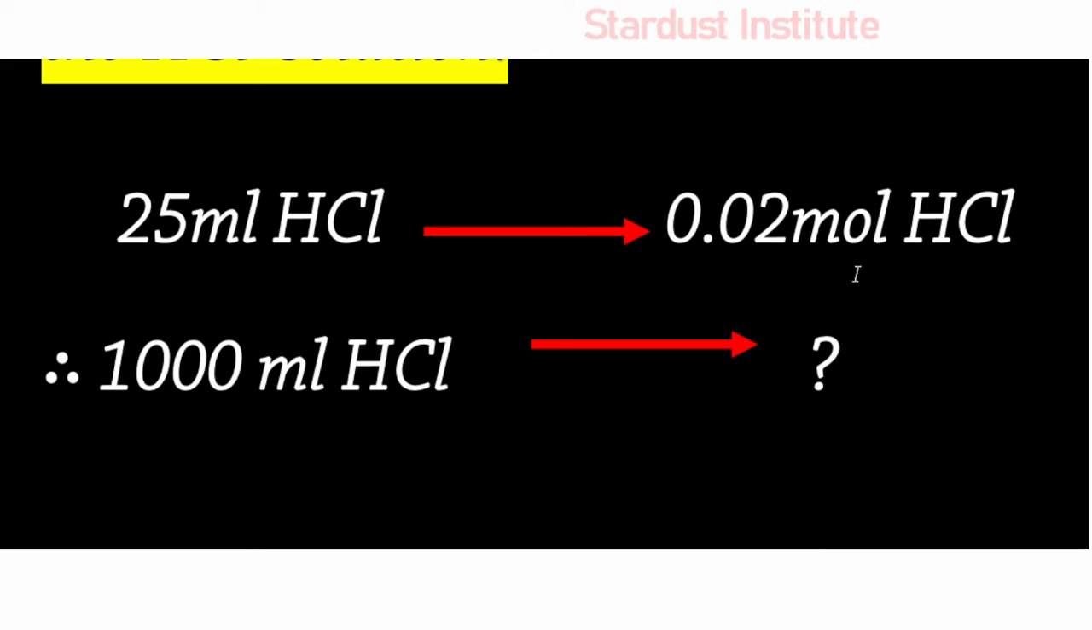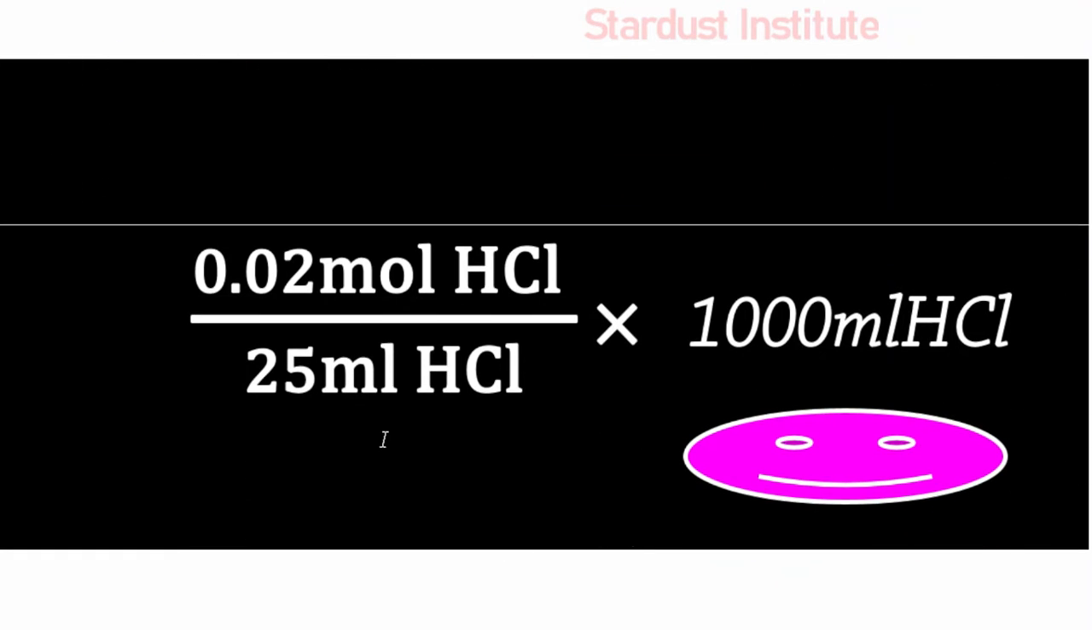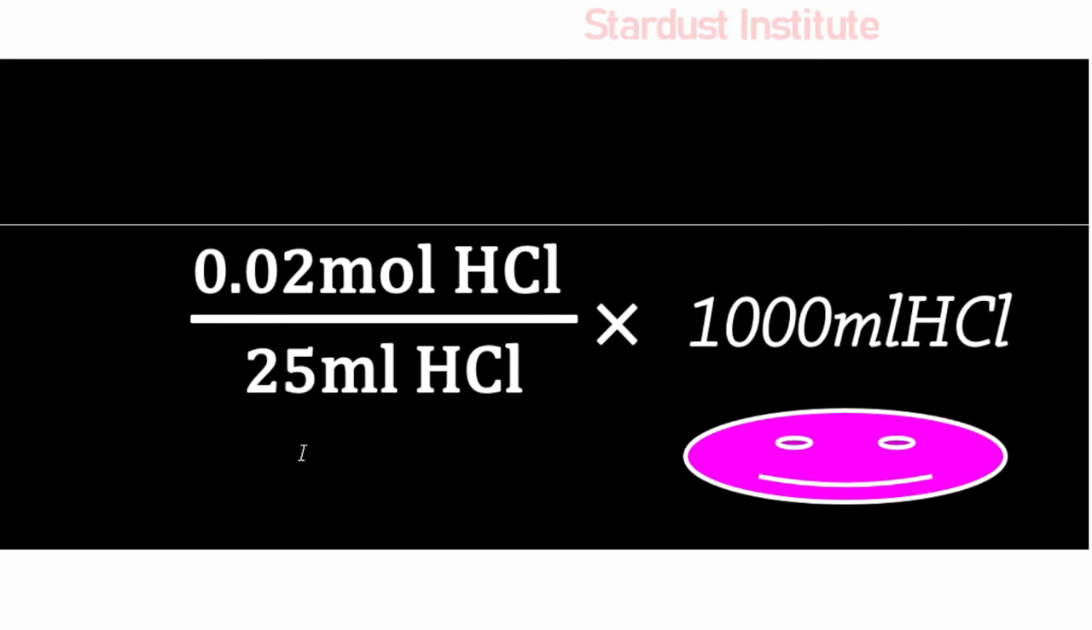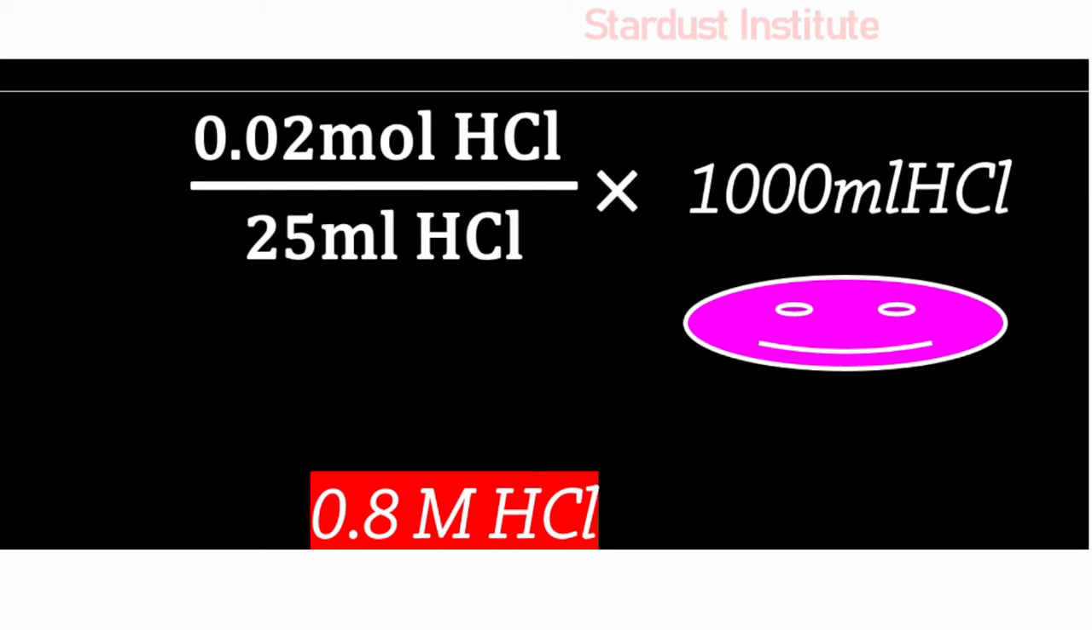0.02 mole HCl divided by 25 milliliter HCl multiplied by 1000 milliliter HCl. We should cancel out units.